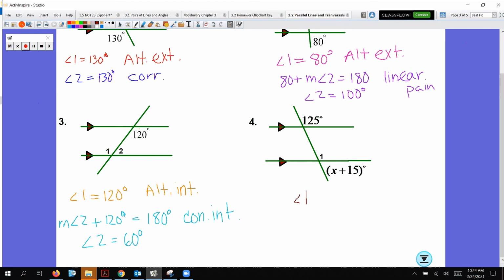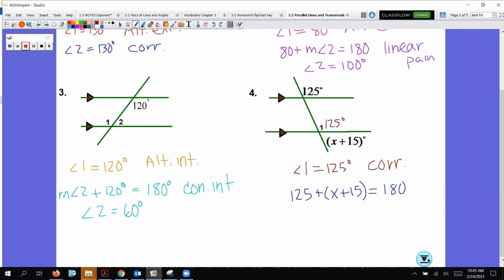So angle 1 is equal to 125 degrees because it's corresponding. And so since I know this is 125 degrees here, angle 1 and the expression are a linear pair. So we can say 125 degrees plus the expression x plus 15, all of that is equal to 180 degrees.